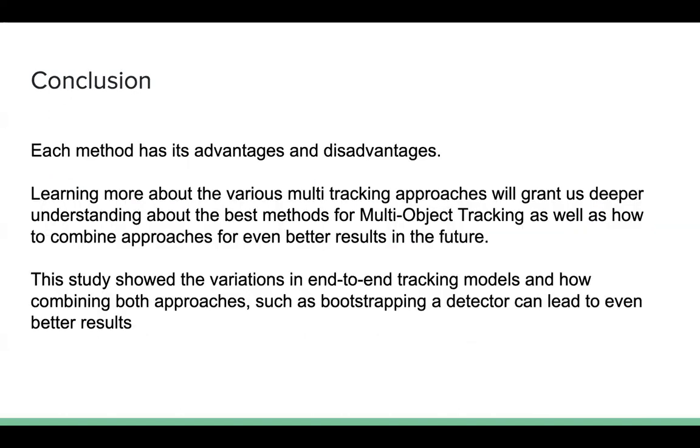So what is the conclusion? Each method has its advantages and disadvantages, but what did we learn from this project? Learning more about the various multi-tracking approaches will grant us a deeper understanding about the best methods for multi-object tracking, as well as how to combine approaches for even better results in the future. This study was integral in that it showed the variations in end-to-end tracking models and how combining both approaches, such as bootstrapping a detector, can lead to even better results.